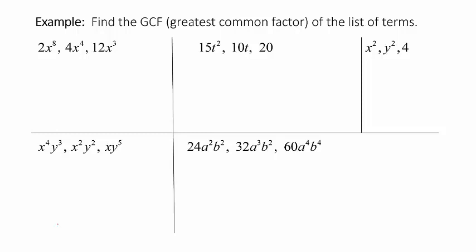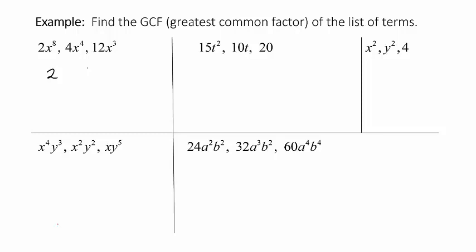Okay, so I'm going to look at the numbers first, and I look at 2, 4, and 12. Well, I know that 2 goes into 4 and it goes into 12 evenly, right? And nothing bigger than 2 goes into 2, right? So 2 is going to be our greatest common factor here.